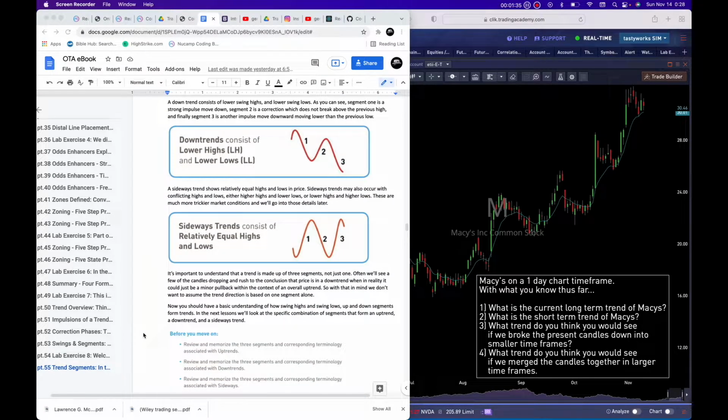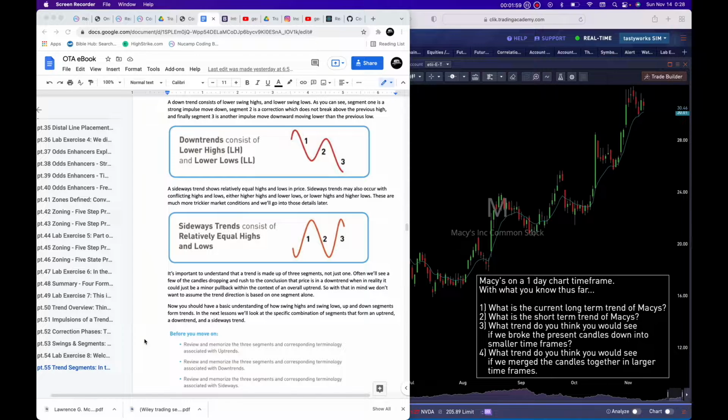A downtrend consists of lower swing highs and lower swing lows. As you can see, segment 1 is a strong impulse move downward. Segment 2 is a correction which does not break above the previous high. And finally, segment 3 is another impulse move downward, moving lower than the previous low.